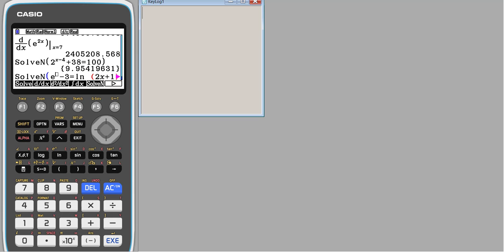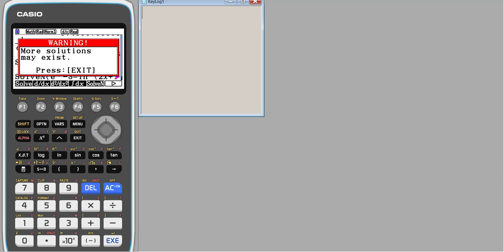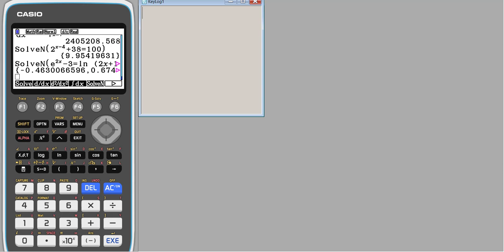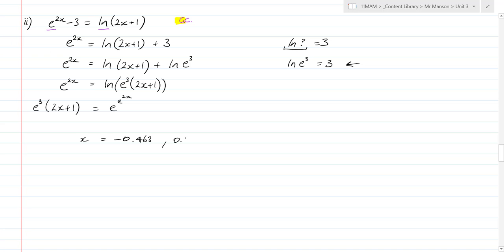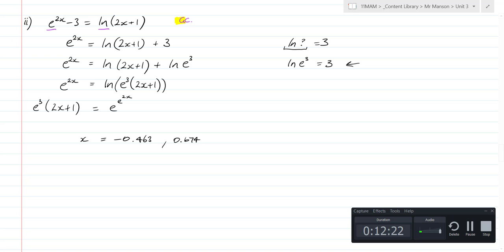And then 2x, and let's try that. Okay, so I've got many more solutions, which is always good, and it's suggesting a couple of solutions for me. Neither of those solutions are nice numbers, but you can see the solutions that we get. That's negative 0.463 and 0.674. So let me write those two down. I believe they were the two answers there.